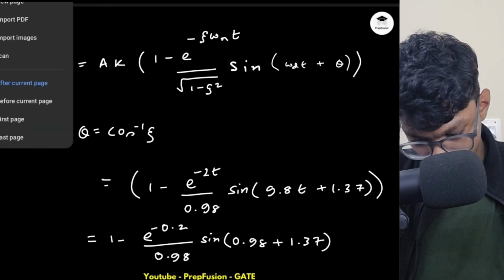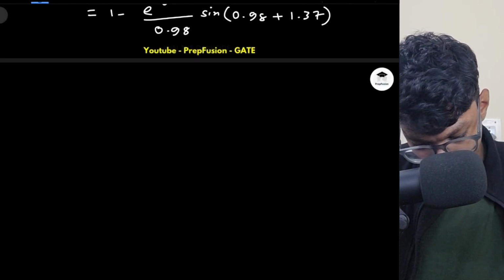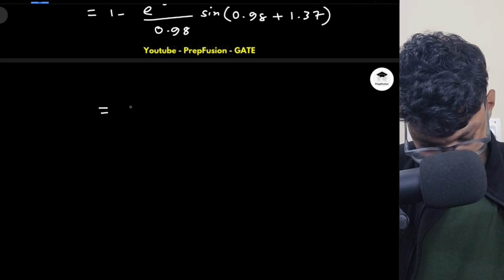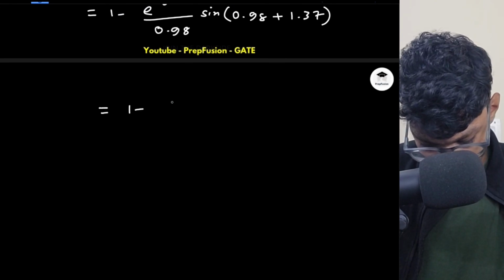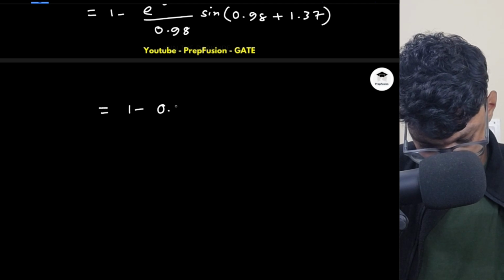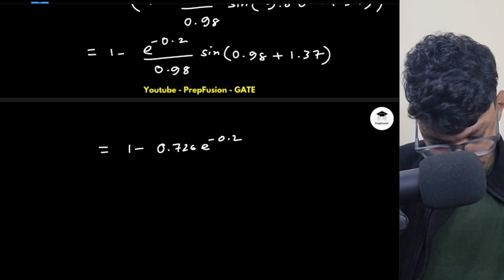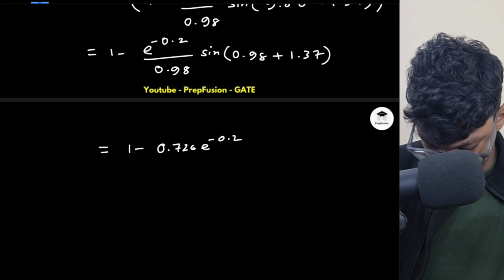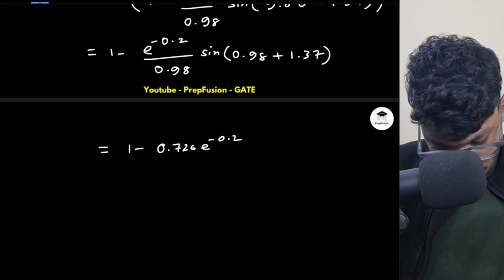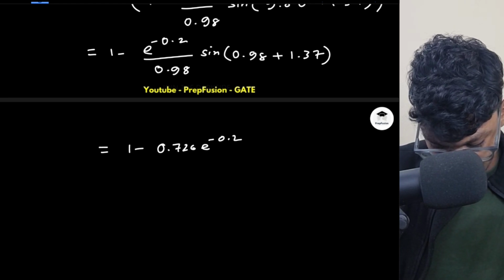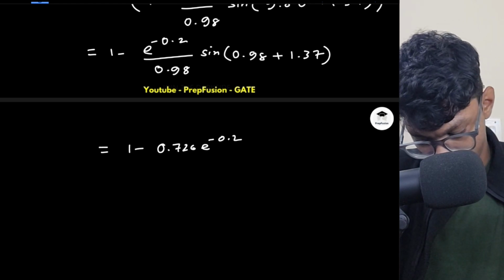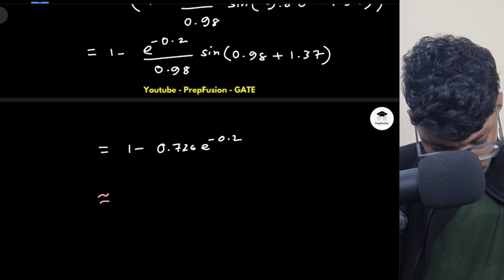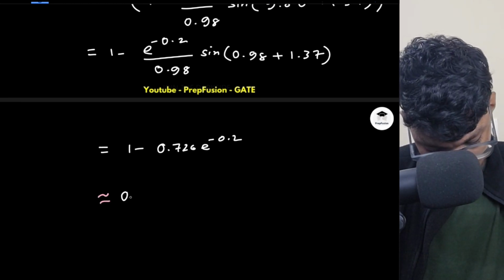So it comes out to be 1 minus 0.726 into e raised to power minus 2, so into 0.2 exponential, and plus 1. So this almost comes out to be 0.4. The answer comes out to be 0.4.